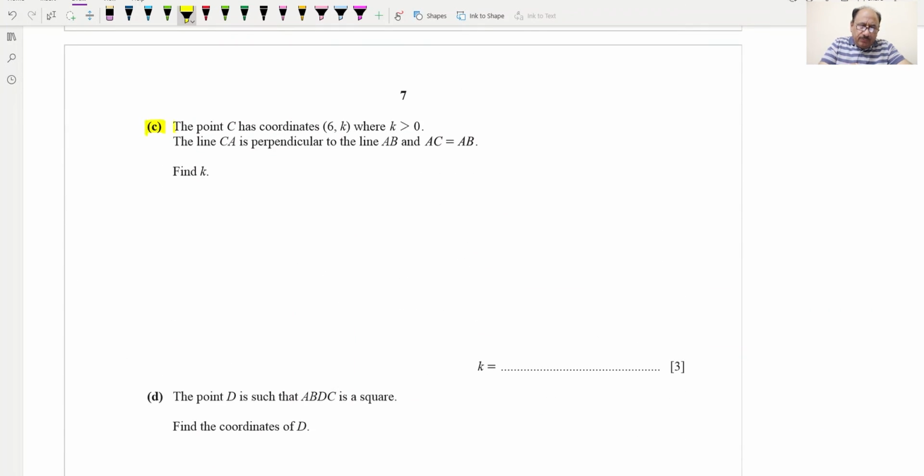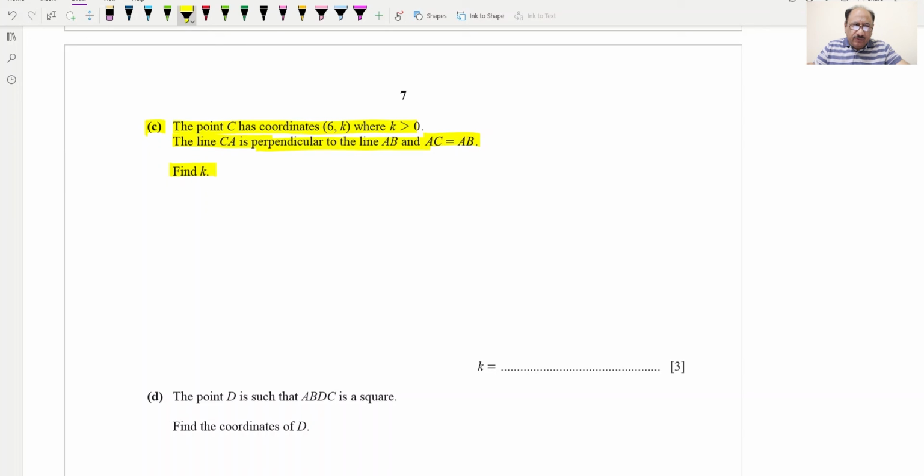C part, the point C has coordinates (6, k), where k is greater than 0. The line CA is perpendicular to line AB, and AC is equal to AB. Find the value of k.